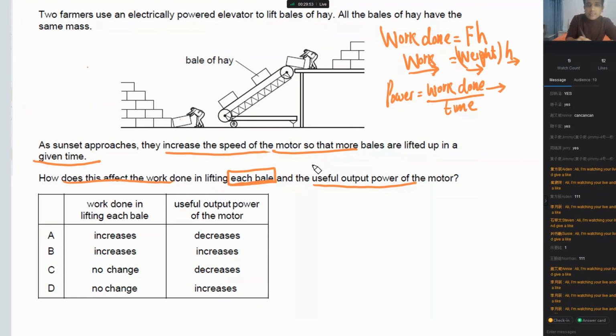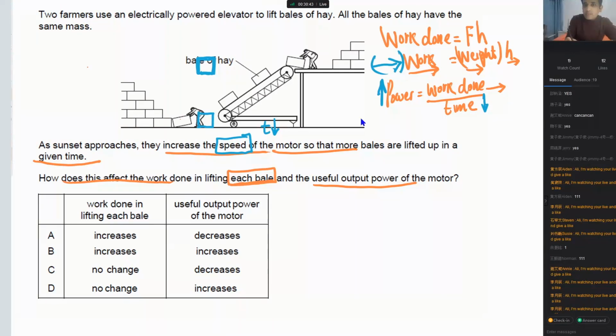So if you read the question carefully, it is given to you that the speed is increased. If the speed is increased, it simply means that the time will decrease. So in this case, time has decreased, meaning the time taken to lift one box from here to this height. This time taken reduces. If time taken goes down, it means that power will go up. So the power will increase, meaning energy transfer per second, or rate of energy transfer, will increase.